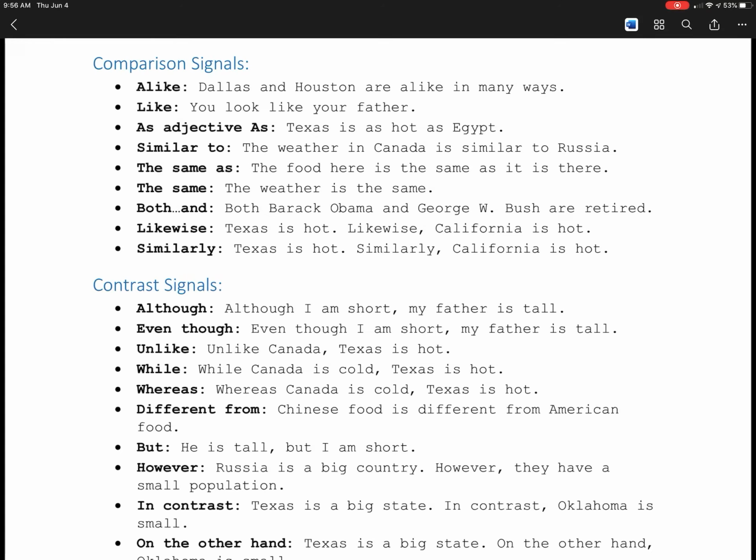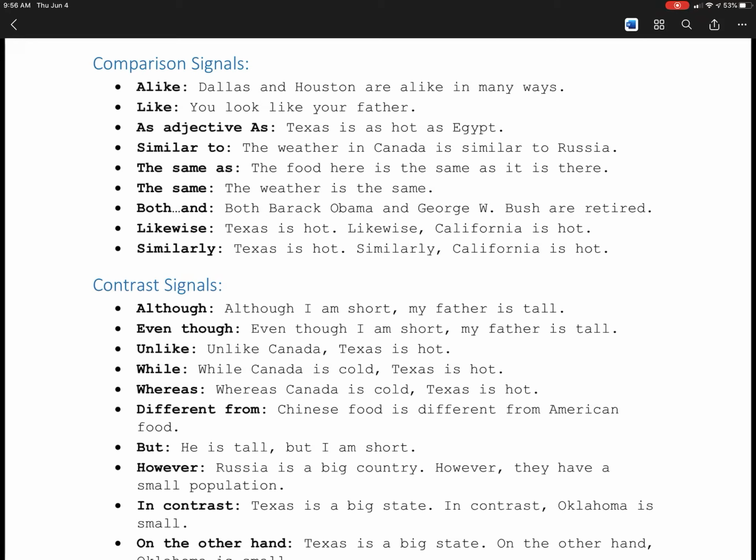For the one under that, when I say as, adjective, as, Texas is as hot as Egypt, that means they're the same. Texas is hot, Egypt is hot, they're the same. Think of any adjective: hot, cold, cheap, expensive, tall, short, beautiful, nice. It can be anything. Dallas is as big as Houston. California is as beautiful as Florida. So there are a lot of things, and it just means they're the same.